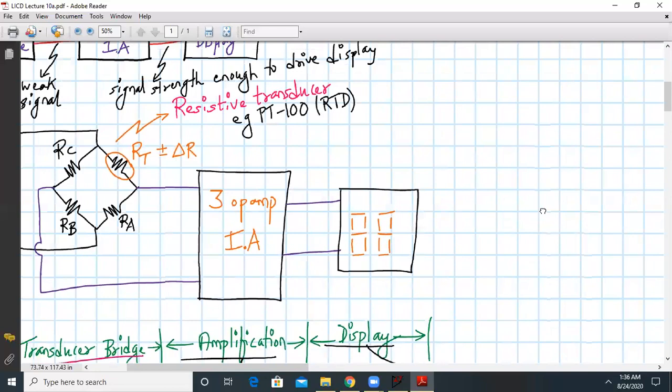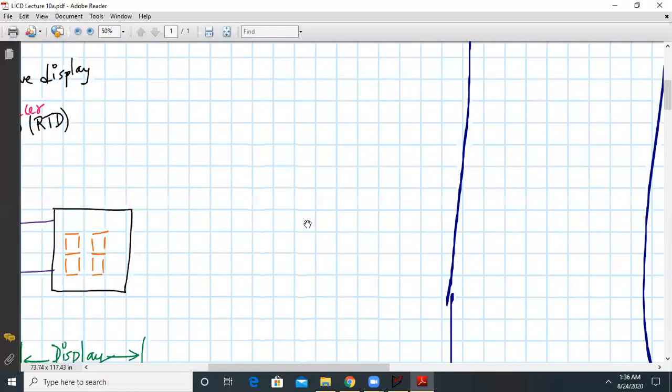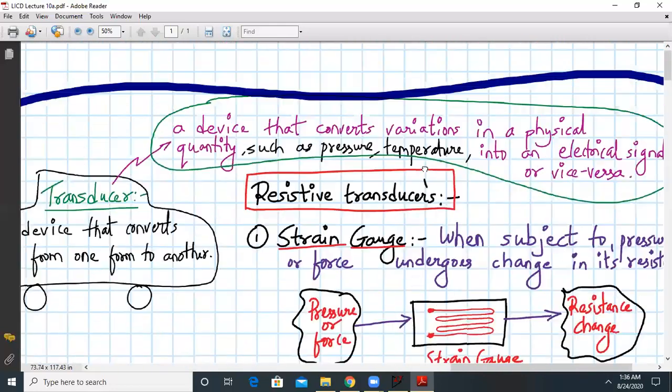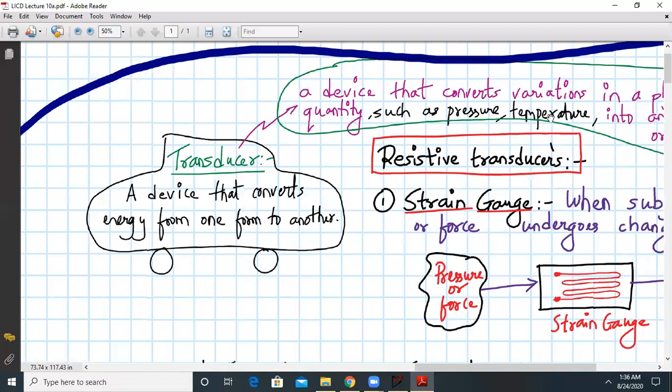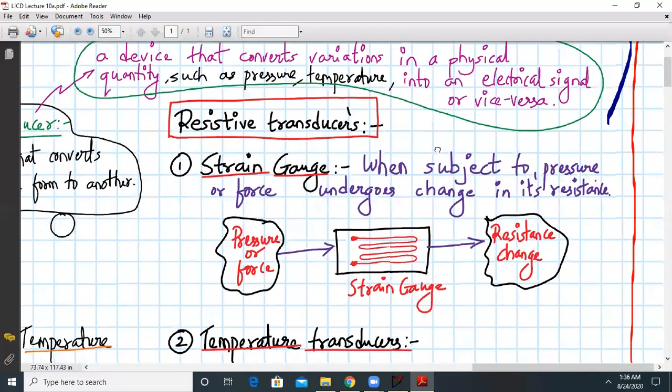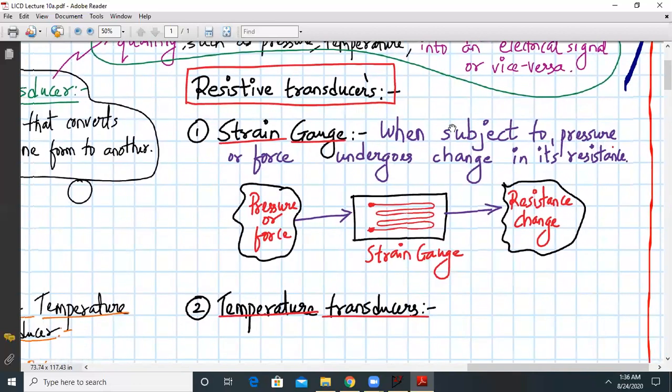Now let us see more on the resistive transducer. First of all, what is a transducer? A transducer is a device that converts energy from one form to another. It is also a device that converts variations in a physical quantity such as temperature or pressure into an electrical signal and vice versa. In this system, we will be studying resistive transducers explicitly.